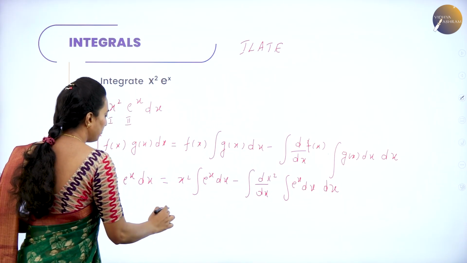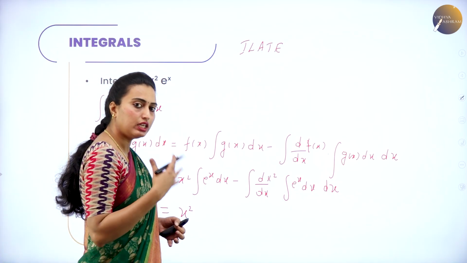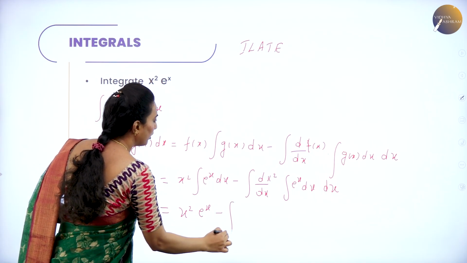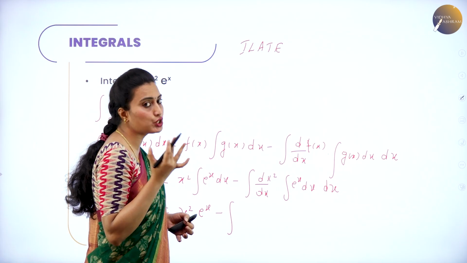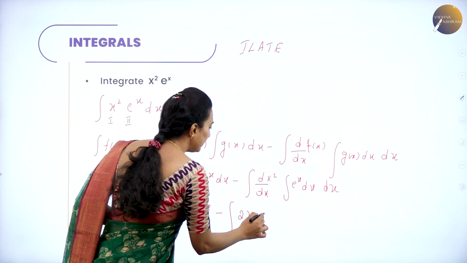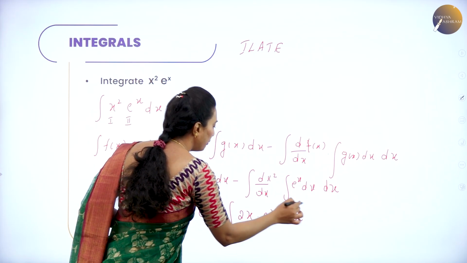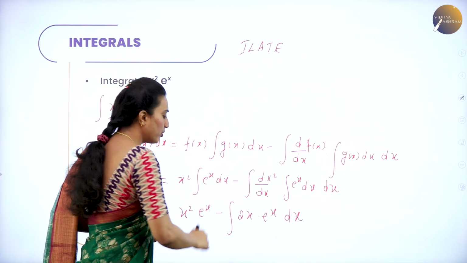Now we can further simplify this by integrating. E power x integration is what? E power x only. So e power x minus integral of d by dx of x squared is what? Differentiation of x squared is 2x. So 2x into integral of e power x, which is e power x, into dx. I hope you got this step, isn't it? Now again you can take 2 outside common.